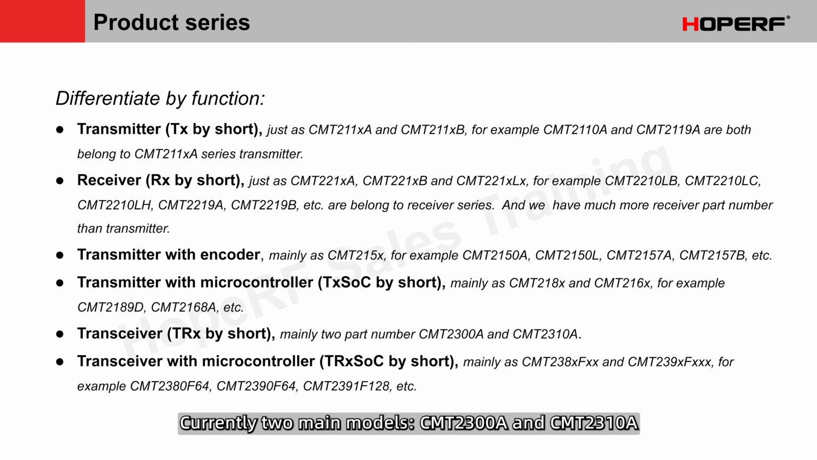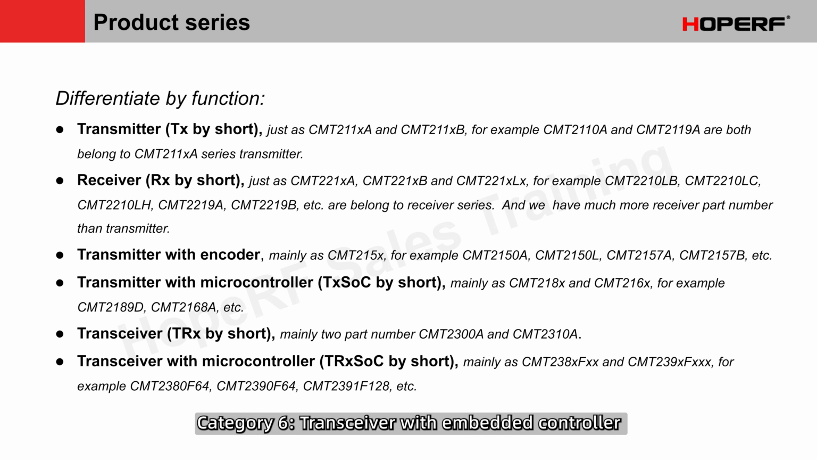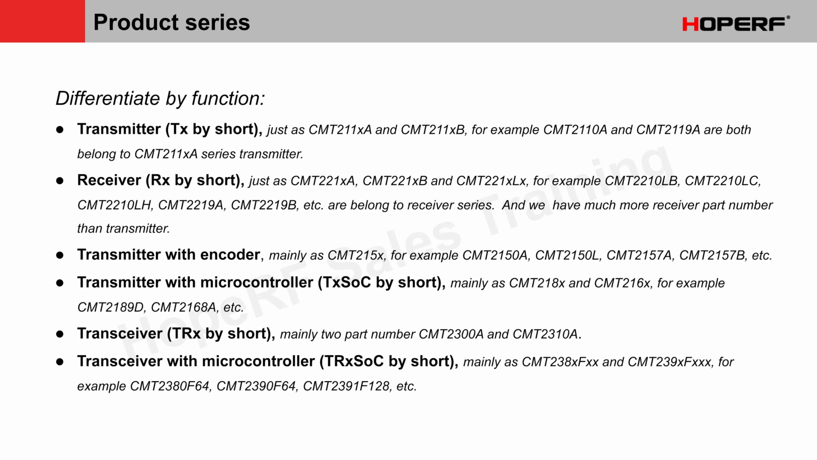Category 5. Transceiver, currently 2 main models, CMT2300A and CMT2310A. Category 6. Transceiver with embedded controller, mainly the CMT238XFXX and CMT239XFXX series. Examples: CMT2380F64, CMT2390F64, CMT2391F128, etc.